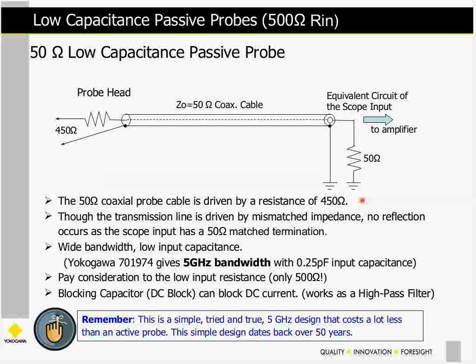I spent some time on it here for you too, because it's actually a really neat, simple design, and it's been around a very long time. You can learn a lot by examining how this works, and it helps you to begin to understand how the other probes, the 10-to-1 and the 1-to-1, work or don't work in some cases as well.